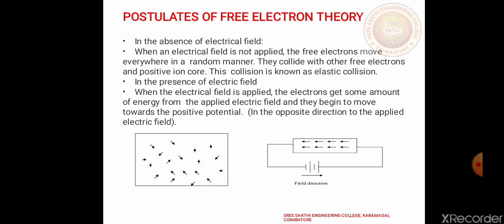In the presence of an electric field, the electrons are assumed to be a perfect gas. So they obey the classical kinetic theory of gases and the electron velocities in the metal obey the Maxwell-Boltzmann distribution. When the electric field is applied, the electron gets some amount of energy from the applied electric field and begins to move towards the positive potential, that is, in the opposite direction to the applied electric field. Here, drift velocity plays an important role. Drift velocity is nothing but the average velocity acquired by the free electrons in a particular direction due to the application of electric field.